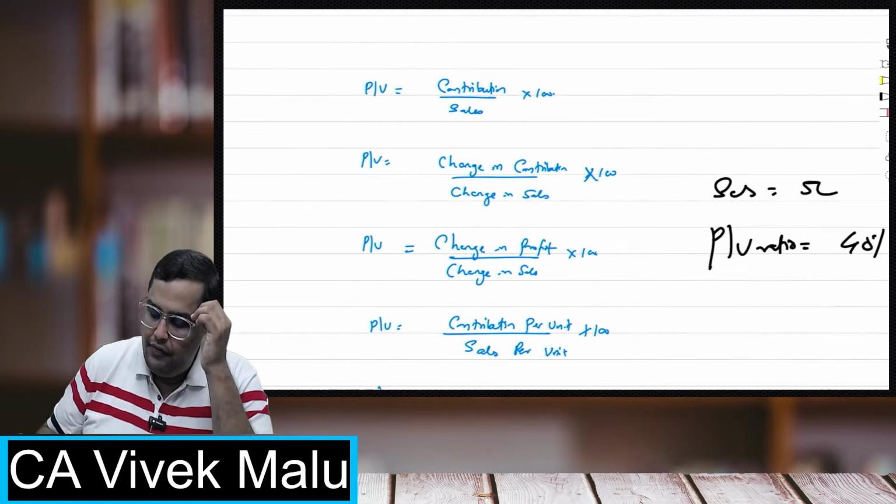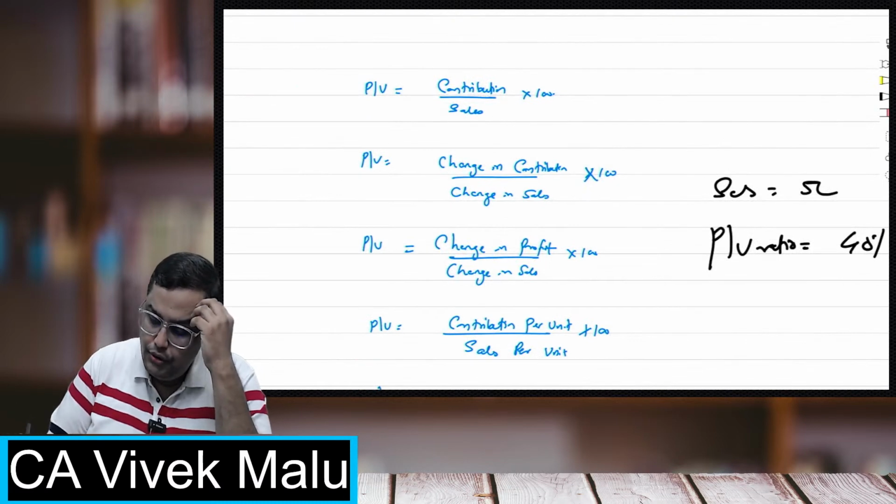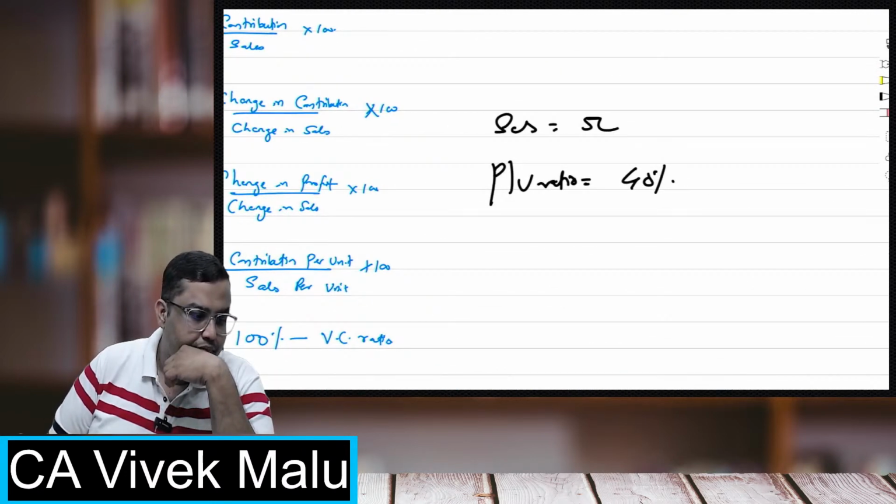Remember, I want to calculate the contribution. So PV ratio is equal to contribution upon sales into 100. I want the contribution. I'm having the PV ratio. I'm having the sales. Just multiply this. Sales into PV ratio gives you the contribution.